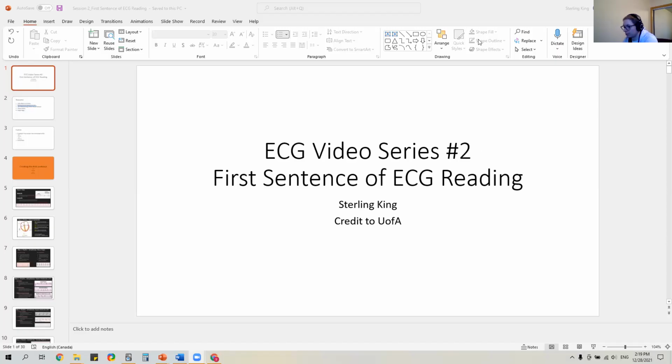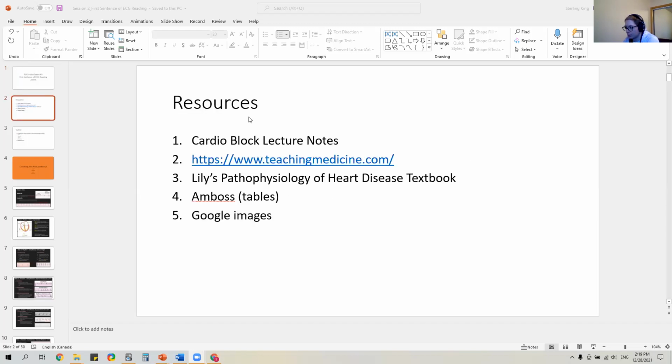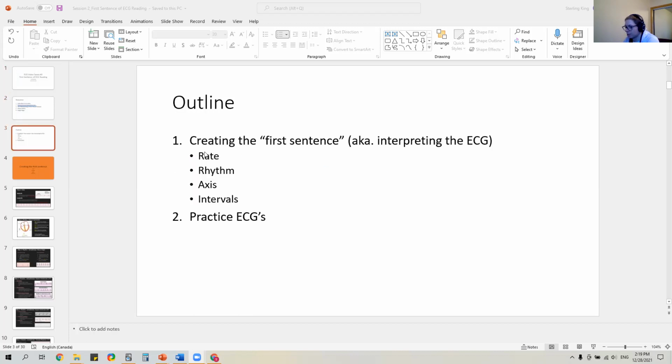To start off, let's share the screen. Video series number 2: first sentence of ECG reading. Resources used to build this are the same as last time. So the outline is creating the first sentence, so interpreting the ECG. And when I say first sentence, it's basically the foundation of how you're going to read the ECG. Once you interpret that part, you can interpret the rest. That includes the rate, rhythm, axis, and intervals.